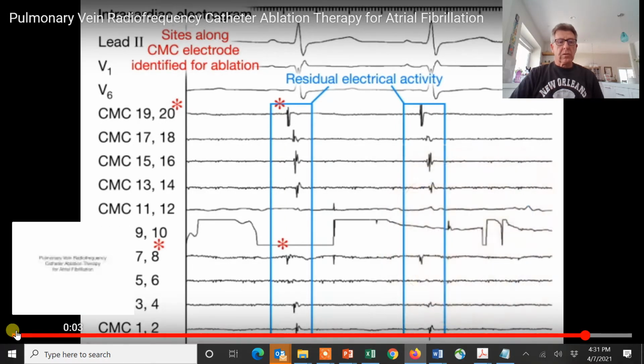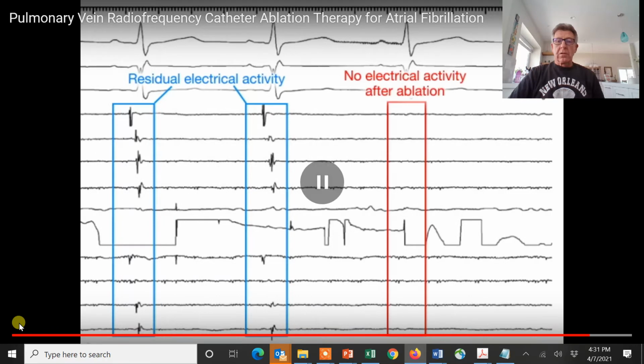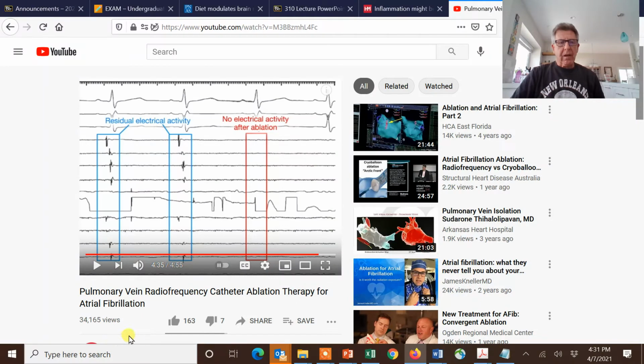So on the electrogram, sudden loss of electrical activity. You're trying to isolate this abnormal discharge that is originating in these veins as they enter the atrium from the actual atrium proper. All right, cool. So you get a feeling of how awesome that is.